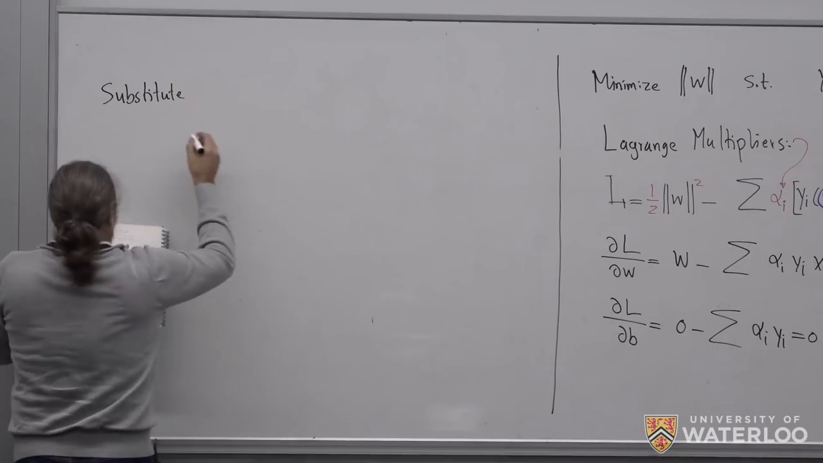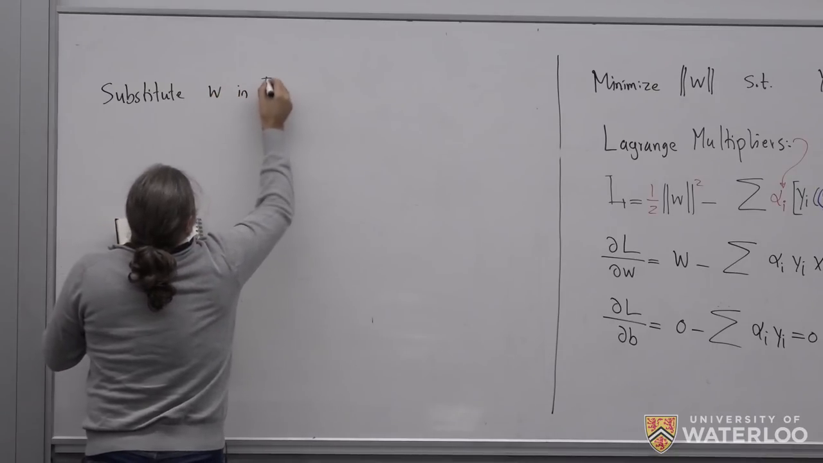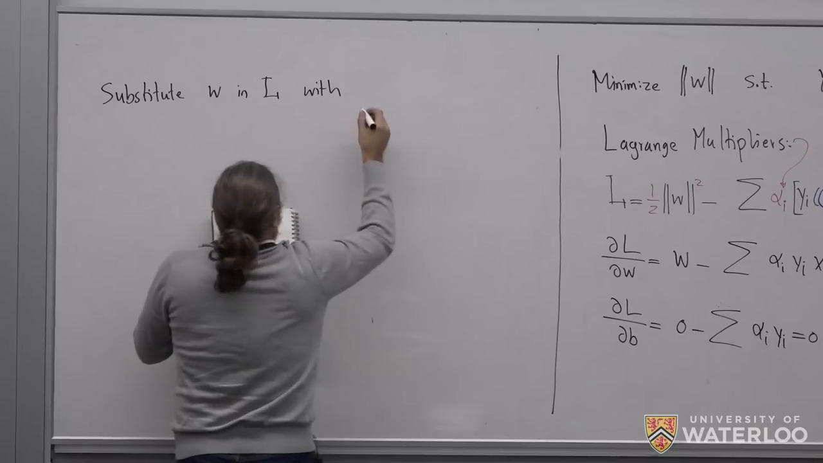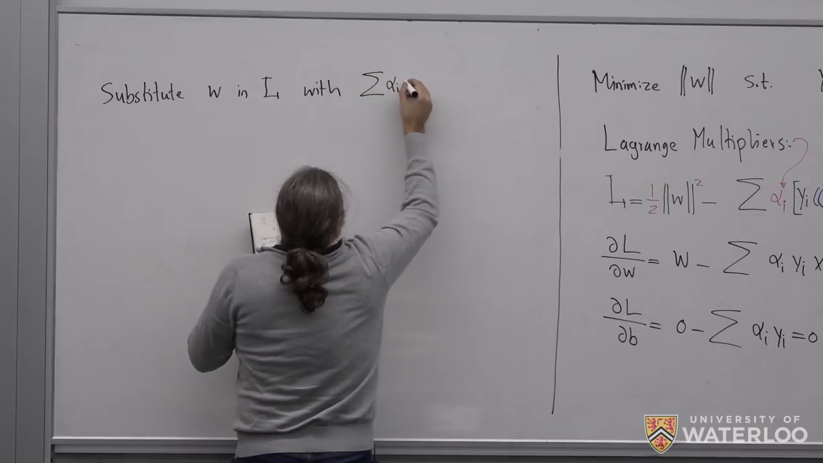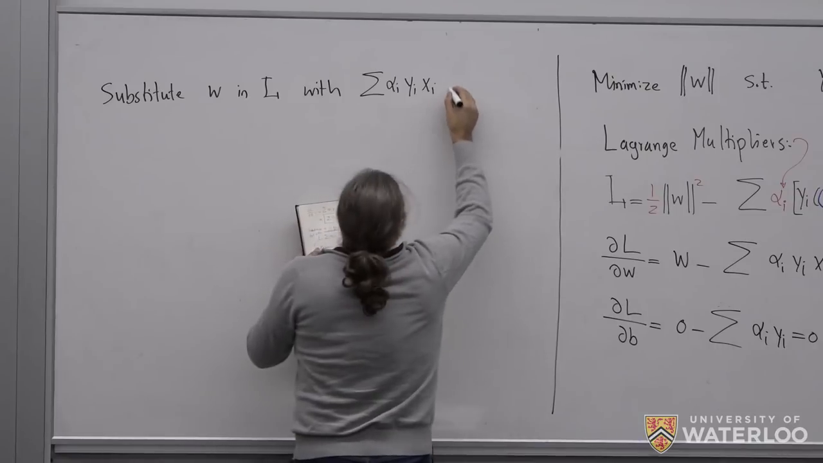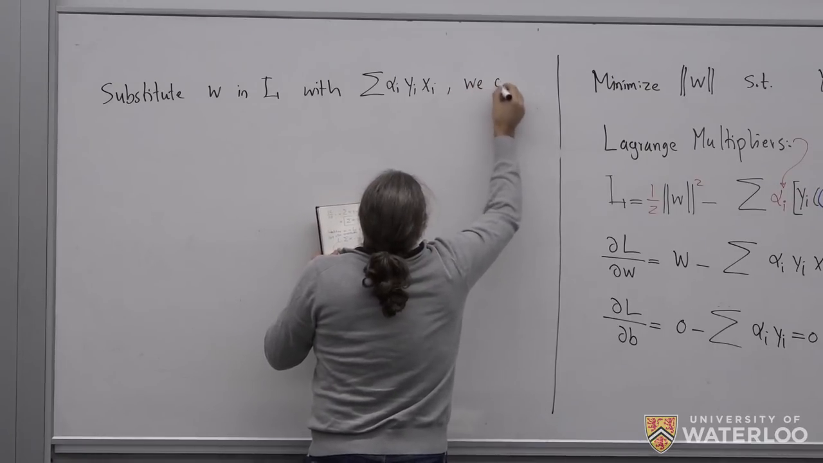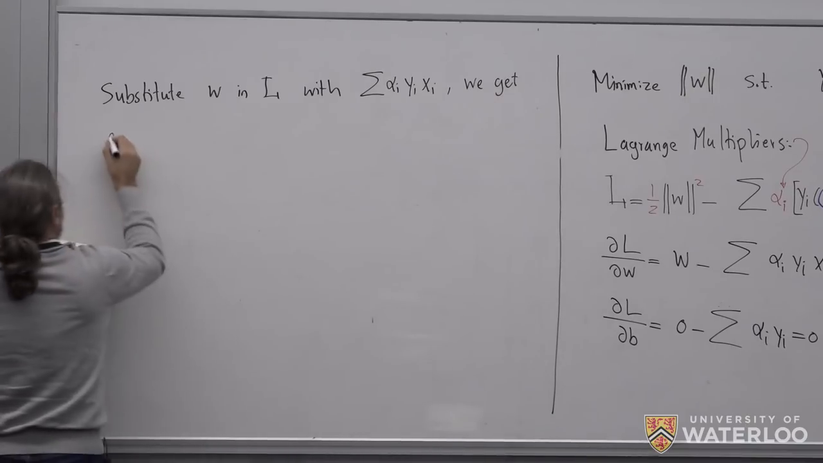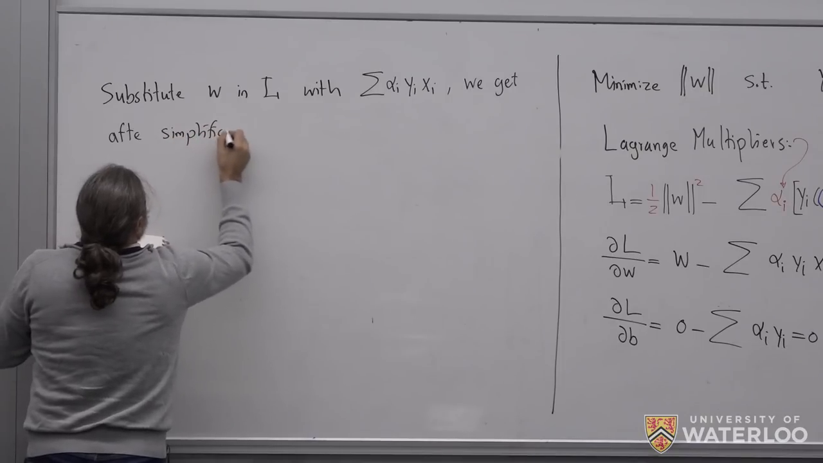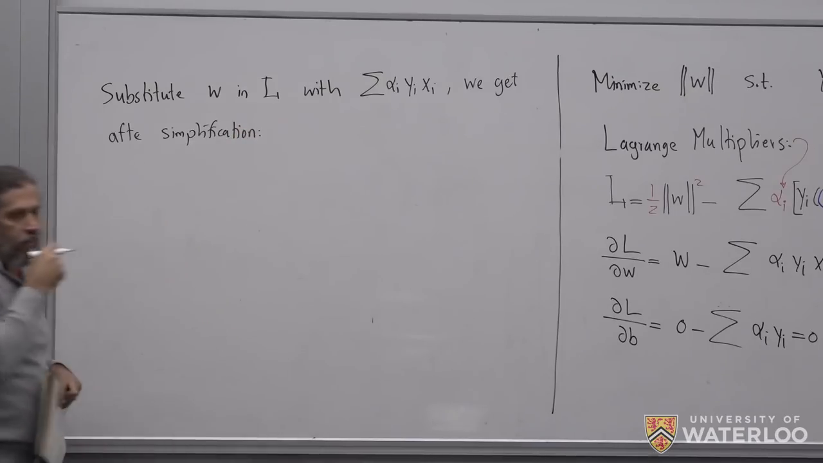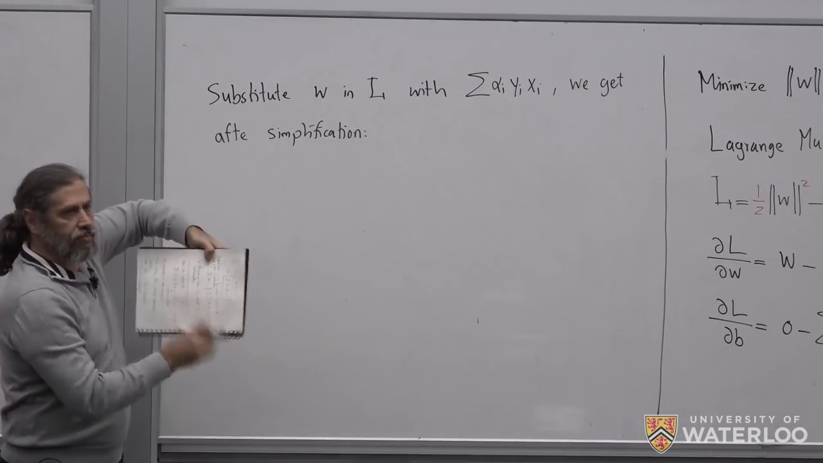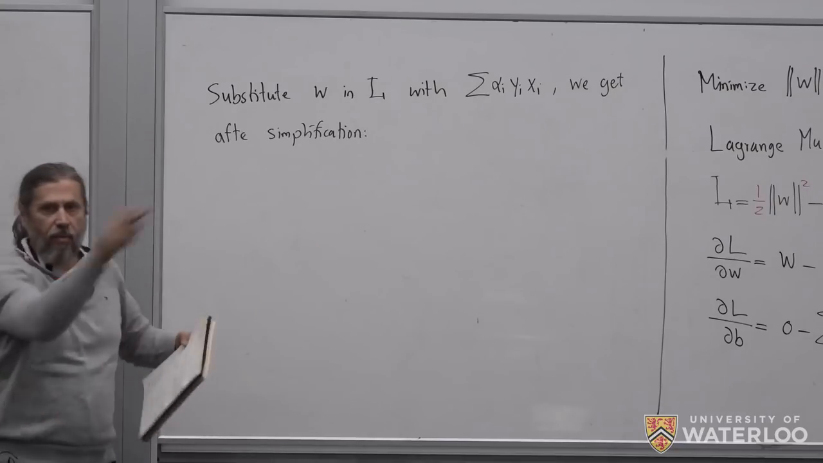substitute W in L, in the Lagrangian function, with the sum of W sub i, alpha sub i, y sub i, x sub i. We get, after simplification, the simplification is not the end of the world. It's just you cannot simplify this way. You need to turn it this way, because it's just a lot of sums.